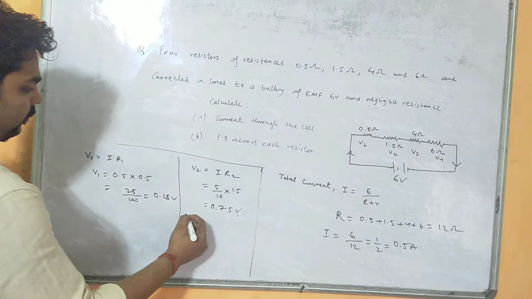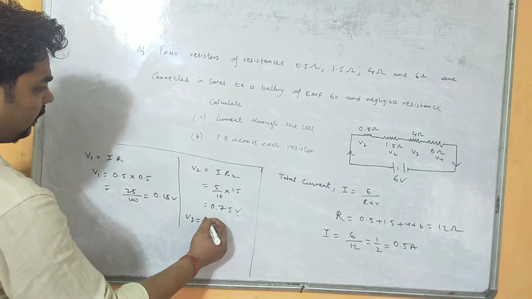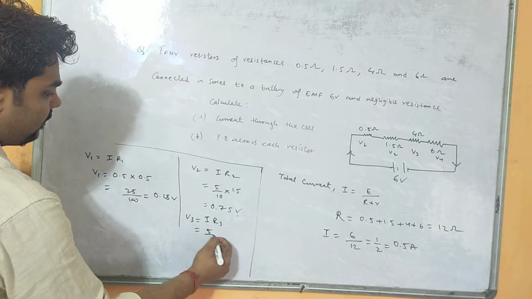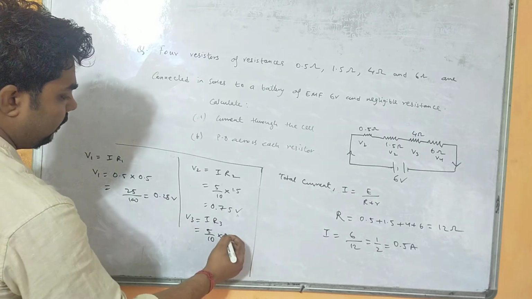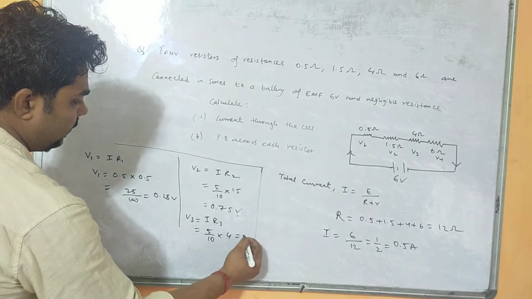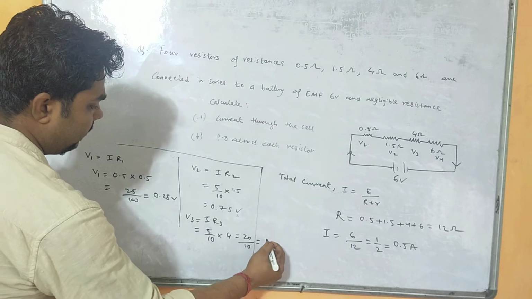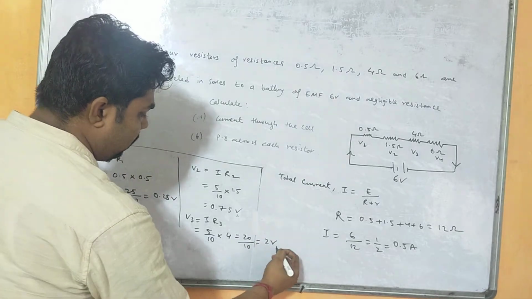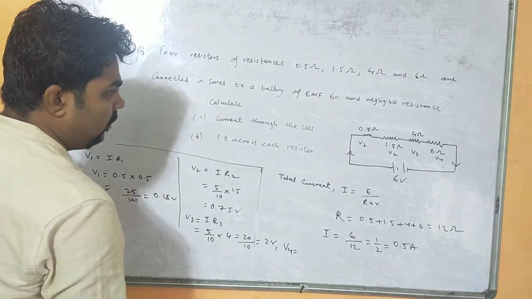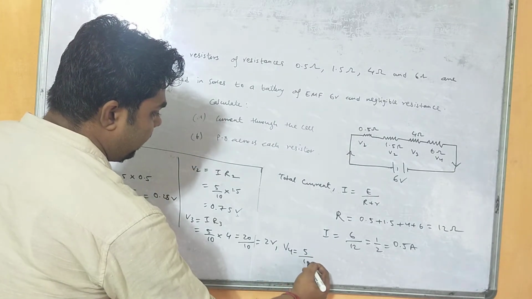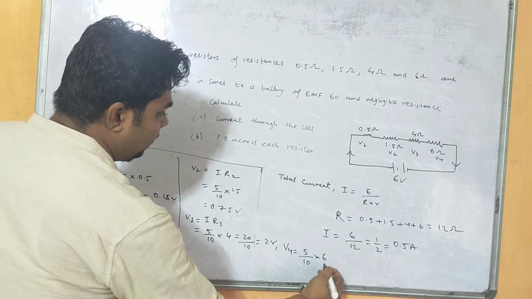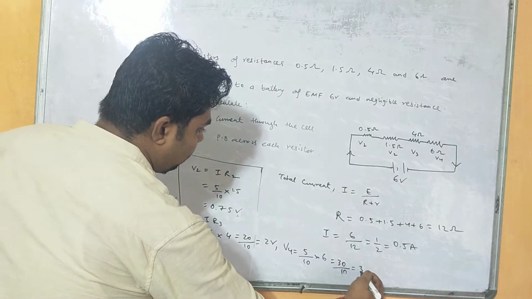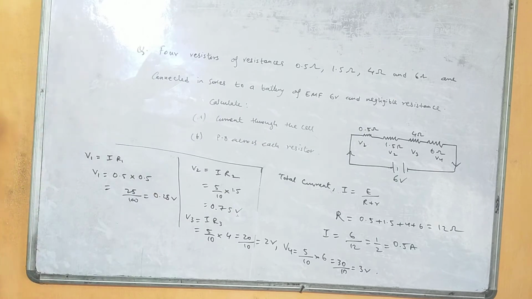V3 will be I R3. I is 5 by 10 and R3 is 4, that is 20 by 10, that is 2 volt. And last, V4 is 5 by 10 into 6, that is 30 by 10 or 3 volt. So these are the potential drops.